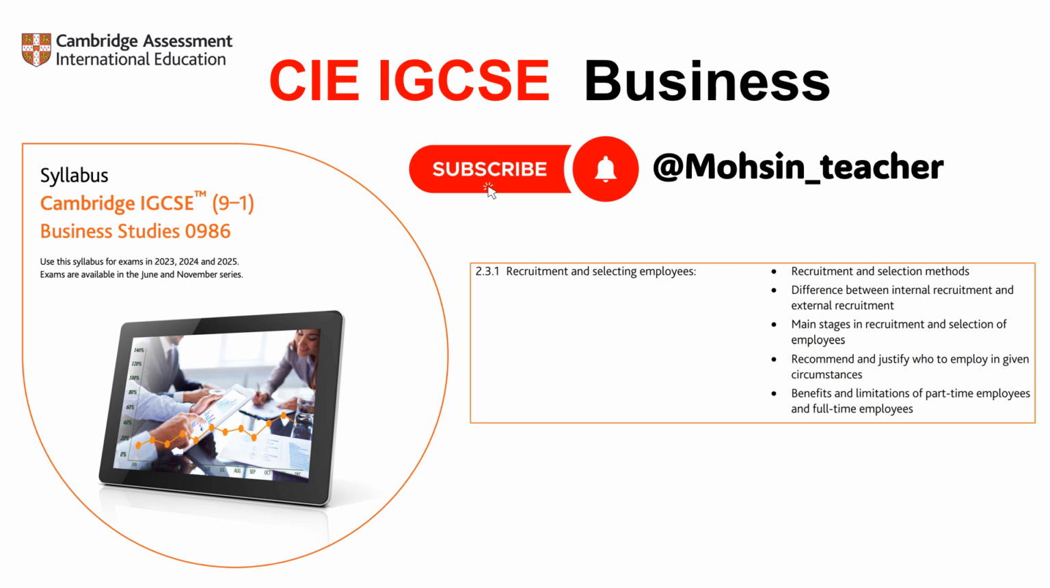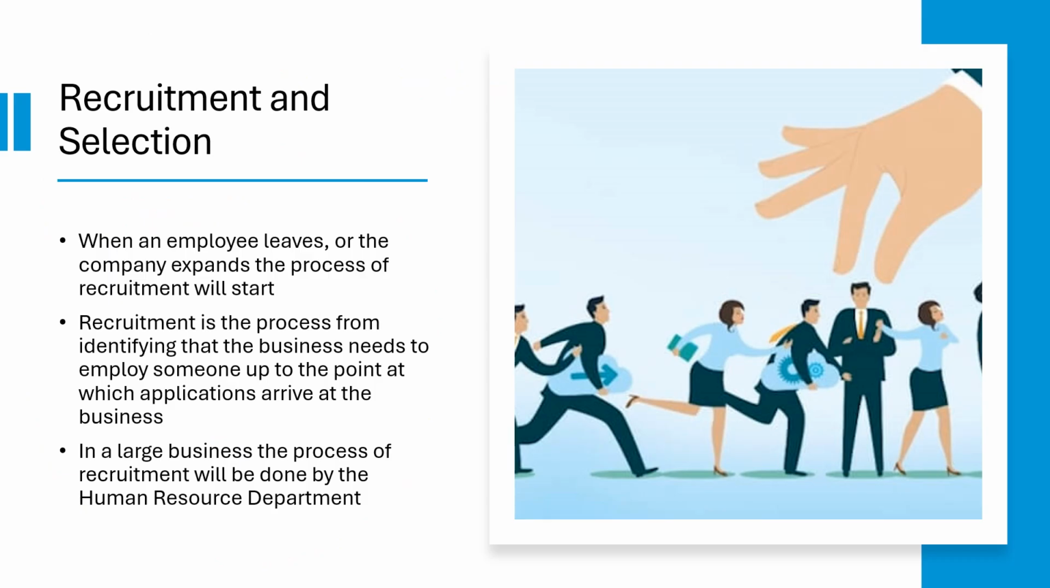In this IGCSE business video, we're going to cover recruitment and selecting employees. So that's going to cover recruitment and selection methods, the difference between internal recruitment and external recruitment, the main stages in the recruitment and selection process of employees, recommending and justifying who to employ in a given circumstance, and the benefits and limitations of part-time employees and full-time employees.